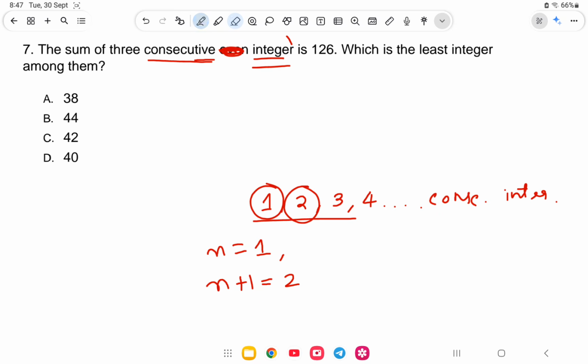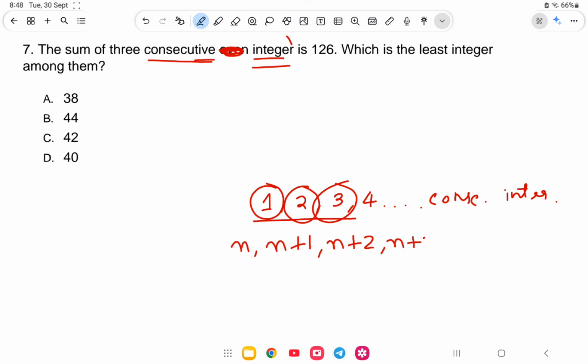Understood. Next, 3, that is n plus 2, that is n which is 1, plus 2 is equal to 3. So next, n plus 3, so 1 plus 3 is equal to 4. So for consecutive integers, we denote them as n, n plus 1, n plus 2, n plus 3, that is, n is 1.